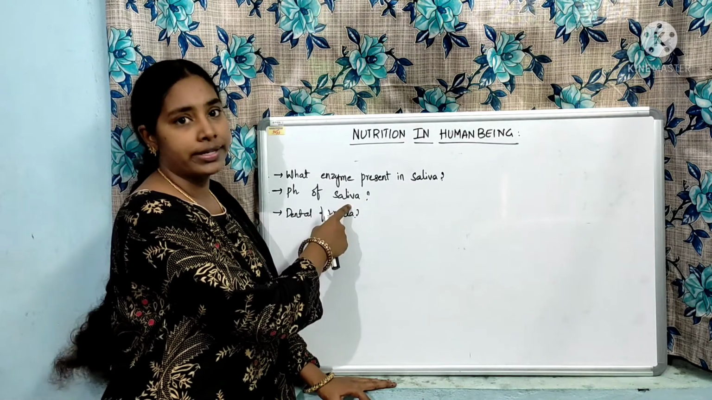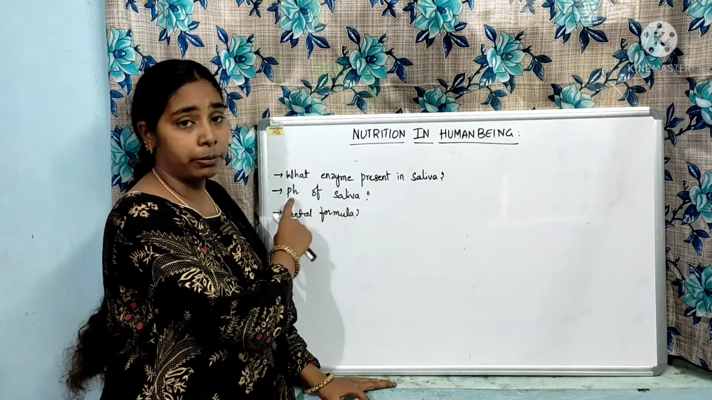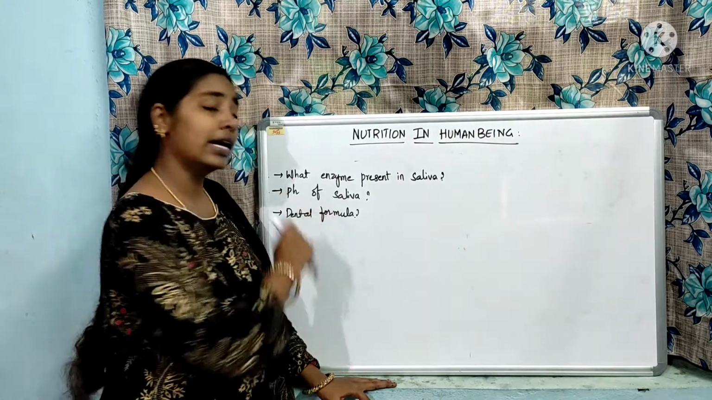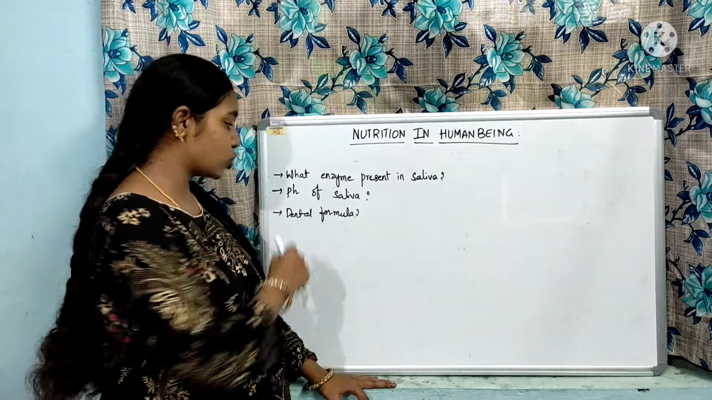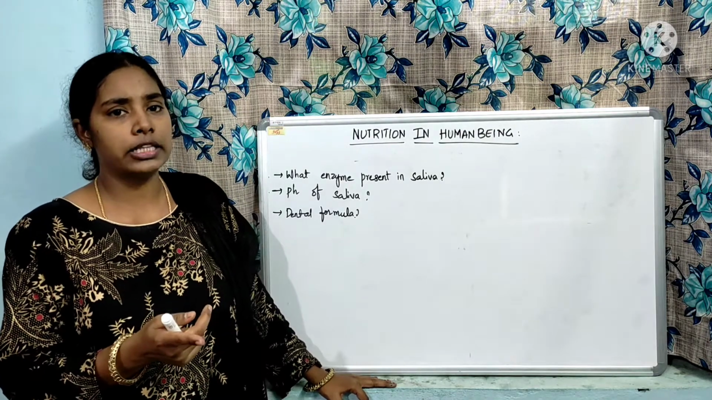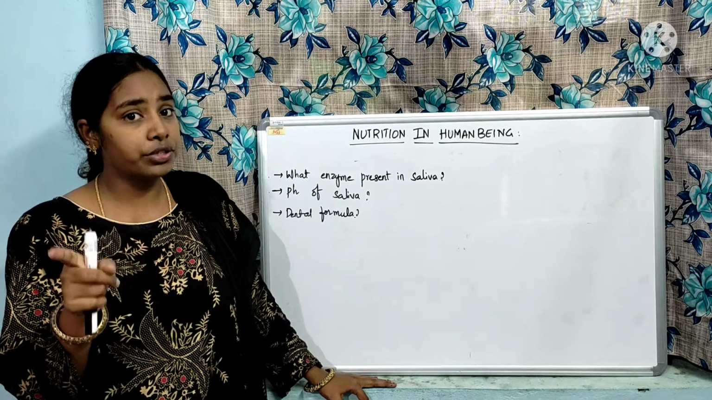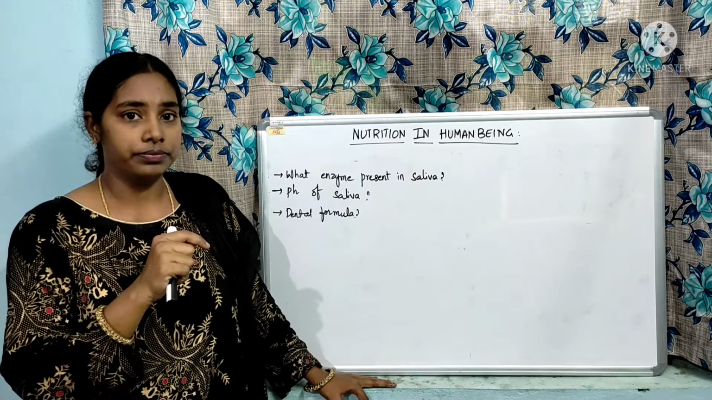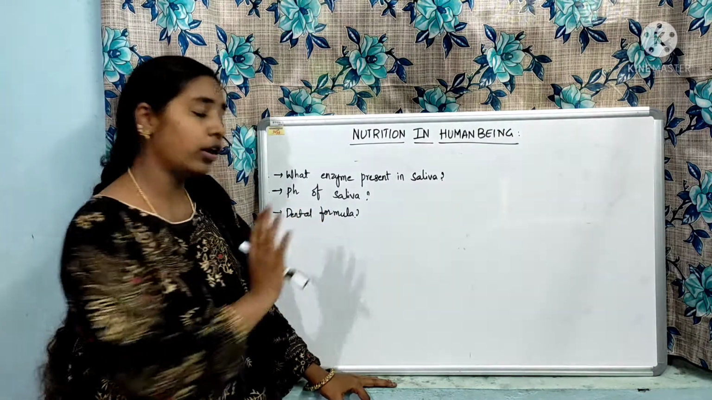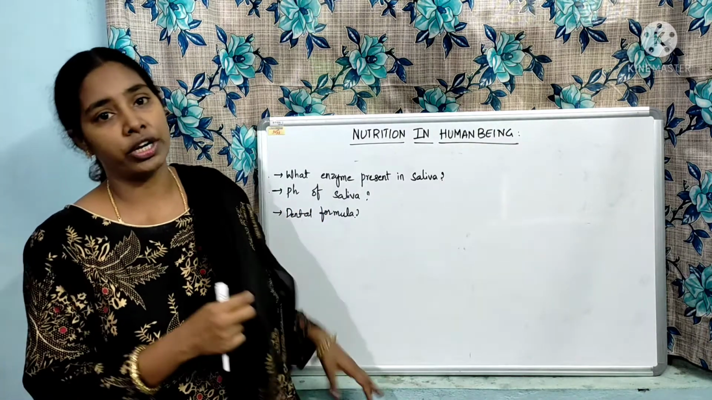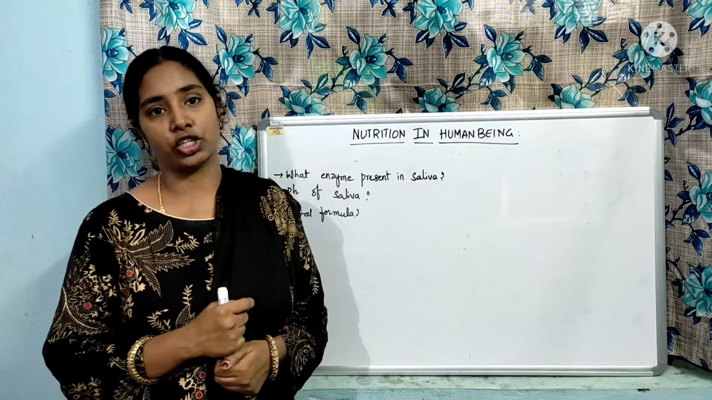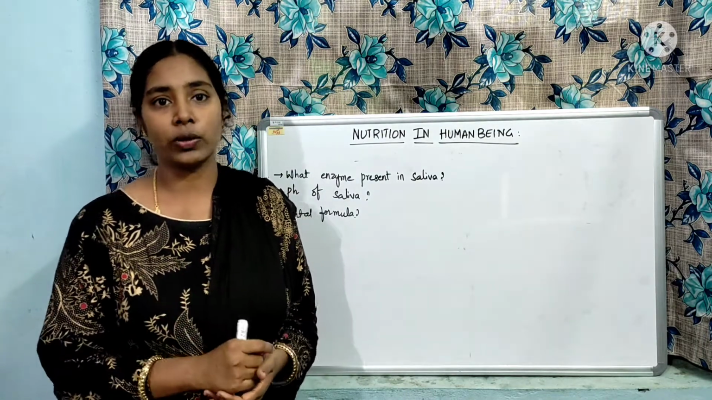Next, what is the pH of saliva? Just now I said that pH is nothing but hydrogen ion concentration. Then what is the pH of our saliva? And the last one is the dental formula. The dental formula is a formula that is easy to remember, showing the number and types of teeth. It is very important, children. Many times it is asked in examinations, in your board exams also.